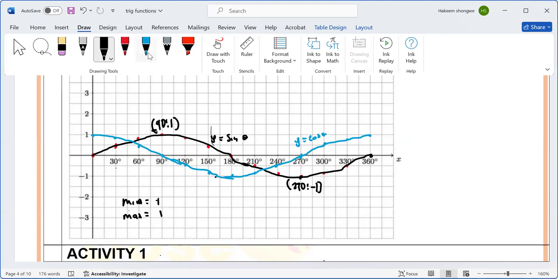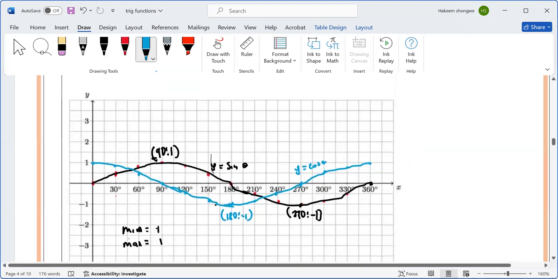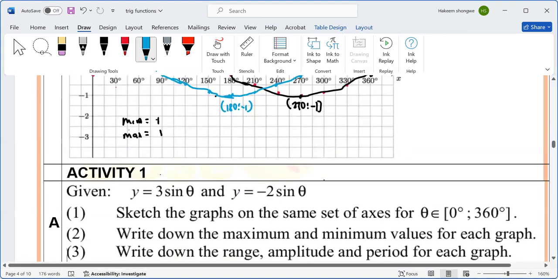We're done with this one. Let's go to the blue one. Here you have 180, which goes with -1. And then here you have another one, which is 0:1. So we can say we have 0:1. And then we also have 360:1 there. So what is the minimum value that you see there? It's -1.